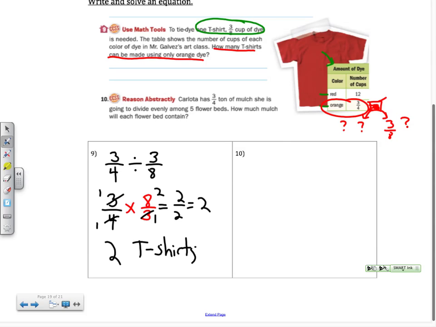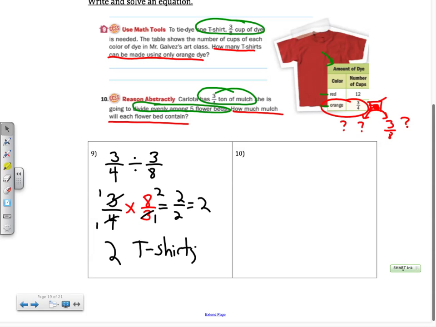All right, reason abstractly, number 10. Carlotta has 3/4 ton of mulch. She's going to divide evenly among 5 flower beds. How much mulch will each flower bed contain? So I read the problem. I'm going to pick out what's important. So she has 3/4 ton of mulch. That's a lot of weight. We know 1 ton's 2,000 pounds, so it's almost 2,000 pounds. And we know she's going to divide it evenly among 5 flower beds. My question is, how much mulch will each flower bed contain?